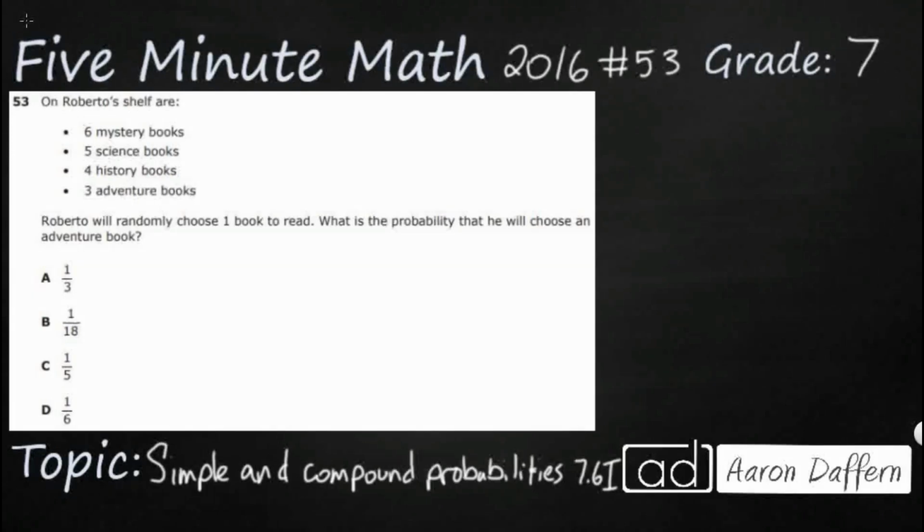Today we are looking at the 7th grade concept of simple and compound probabilities. This is standard 7.6i in the great state of Texas, and we are using item number 53 off the 2016 released STAAR test. If you have not done so already, please go ahead and take a moment to pause the video, work this problem out on your own, unpause it, and then we will look at our answers together.